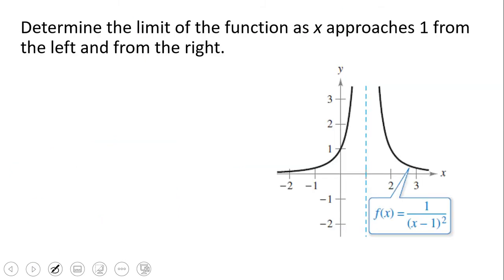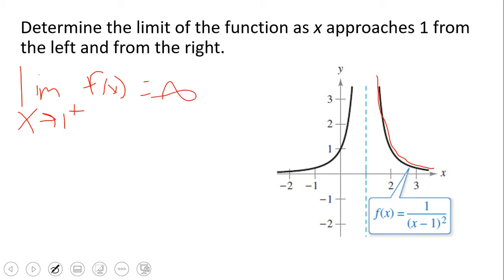So here's an example right here of 1 over (x minus 1) squared, and it wants you to find the limit as you approach 1 from the left and from the right. So let's go ahead and start by finding the limit as x goes to 1 from the right side of f of x. If we're approaching as x goes to 1 from the right side, we're on this branch right here. As we get closer and closer and closer to 1, you can see the graph is going all the way up to positive infinity.